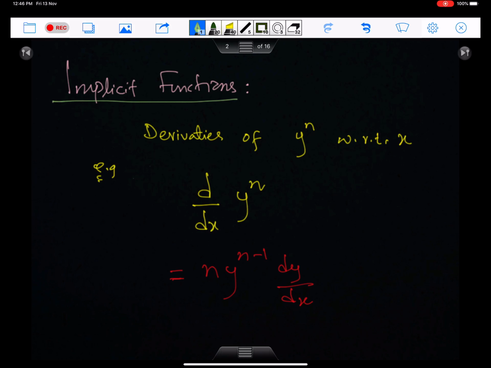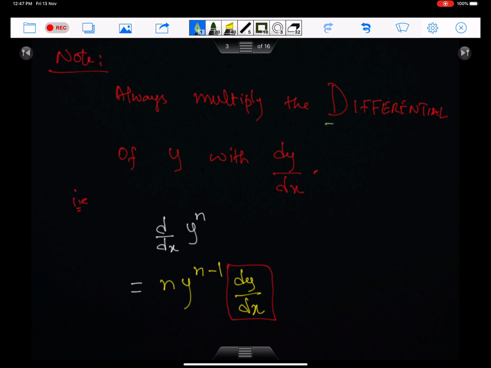The implicit functions means the differentials of y power n with respect to x. Whenever we differentiate y with respect to x, then we always multiply our answer with dy upon dx. Make sure whenever you differentiate y with respect to x, you should multiply your differential by dy upon dx. It's compulsory for the implicit functions. I've mentioned this note here, always multiply the differential of y with dy upon dx, like this.